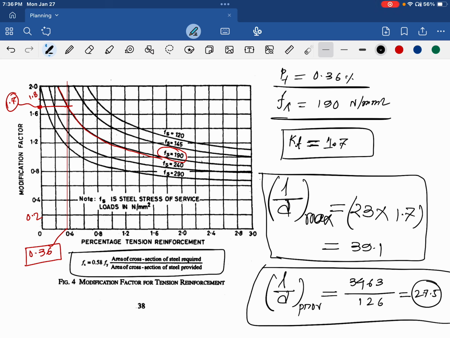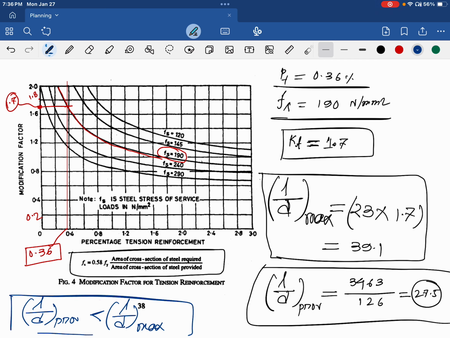So you can clearly see that your L by D provided is less than the L by D max. That is the allowable limit for our continuous one-way slab. Okay, so hence this is safe. Our design criteria is satisfied. Everything is safe. We can proceed with the detailing and the construction.